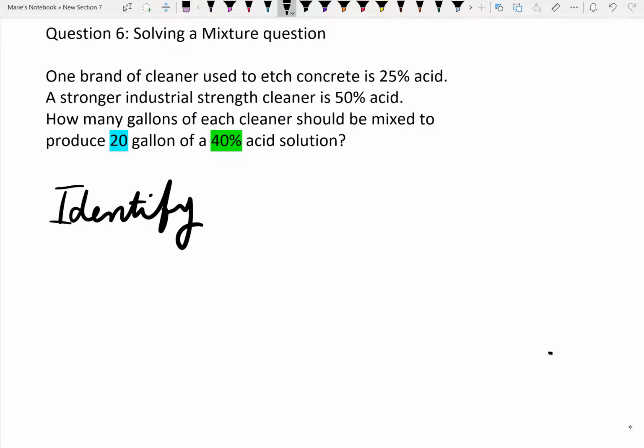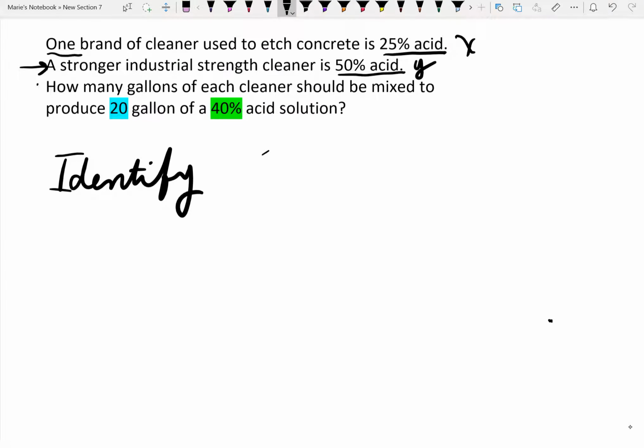So identify the solutions, right? If you read the question carefully, it says one brand, and if you're talking about one brand, that's indicative that there's another brand. So one brand of cleaner used to etch concrete is 25% acid. And then here's a second brand: a stronger industrial strength cleaner is 50% acid. So this is like your X, this is like your Y.